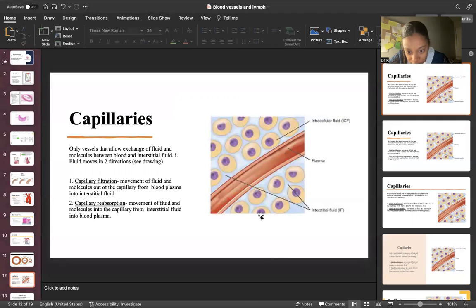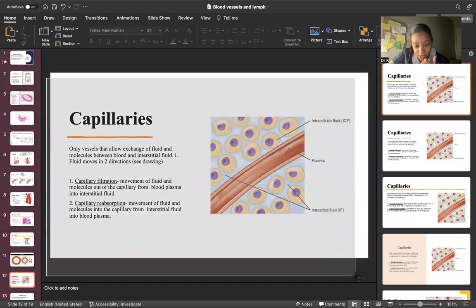Oh, okay. Right. So what's happening here is, for example, like I said, this fluid is going to move from the blood plasma into the interstitial fluid, right? What this is trying to show you is that this is the plasma, where let's just say capillary filtration is happening, and that fluid is going to move from the plasma into the interstitial fluid, right?